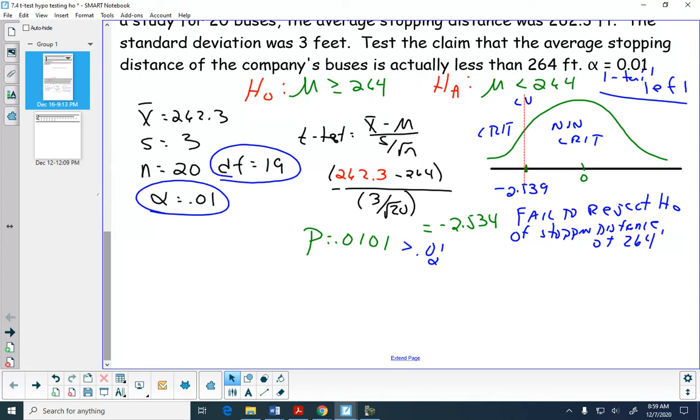The t-test is the same as the z-test, except for now your critical value you have to find, you have to go to your table. You don't drop to the bottom of your table. That's the only difference.